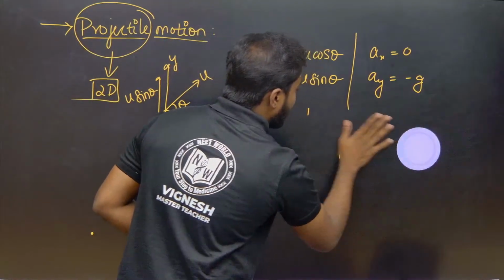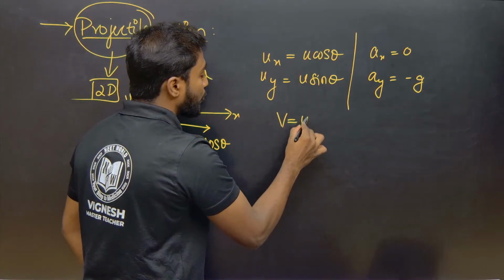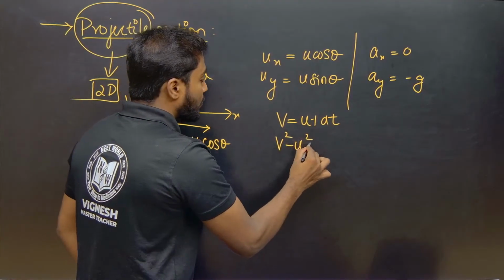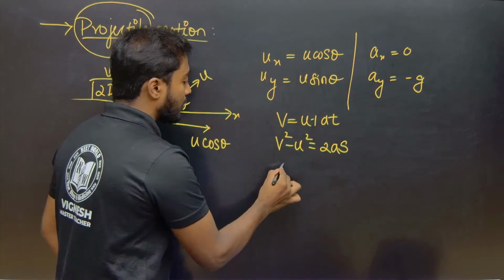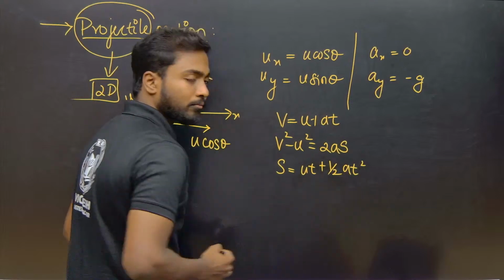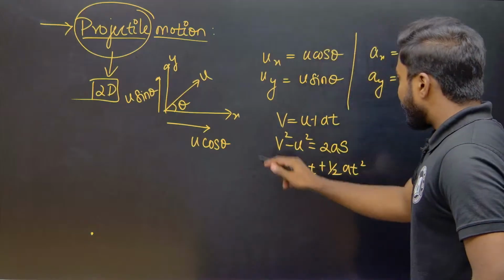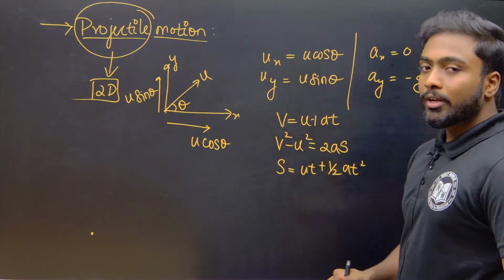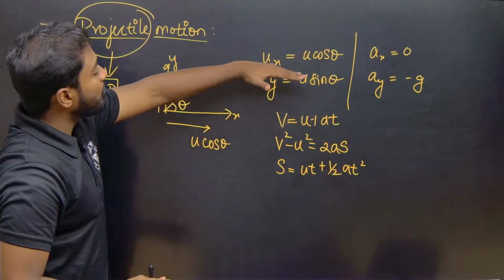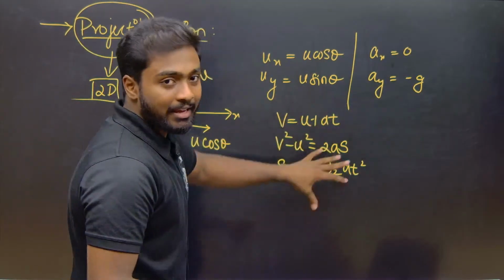Now let me take the kinematic equations. What are the kinematic equations? v equals u plus at, one equation. v square minus u square equals 2as, the second equation. s equals ut plus half at square. So three equations we got. We know these equations from one dimensional motion; now we have separated the dimensions, the x axis and the y axis. Now let me substitute the values in the three equations.